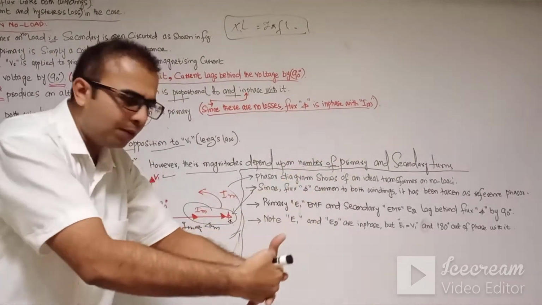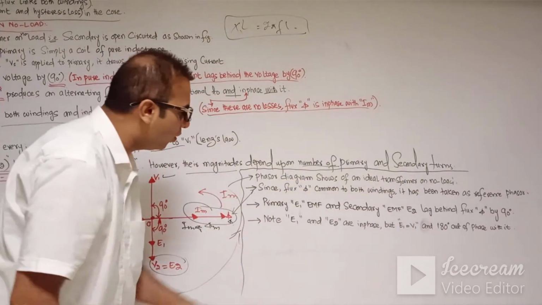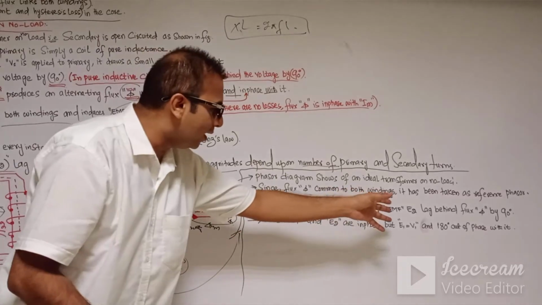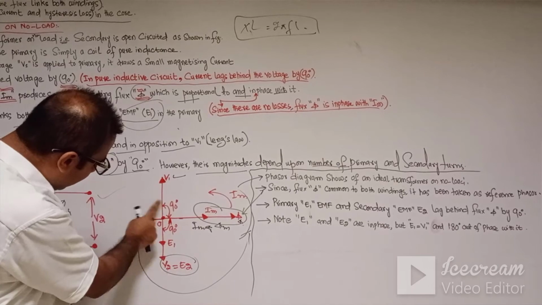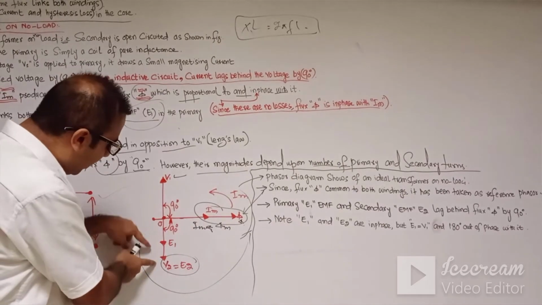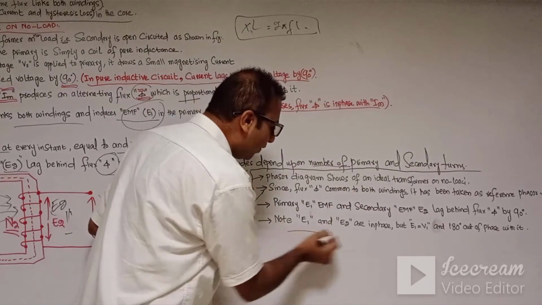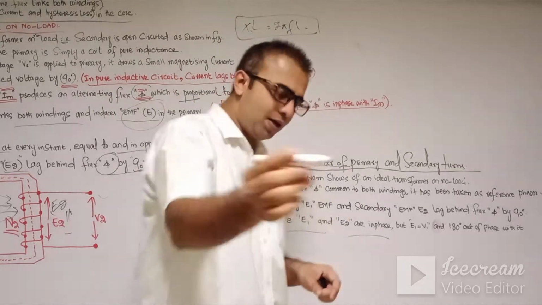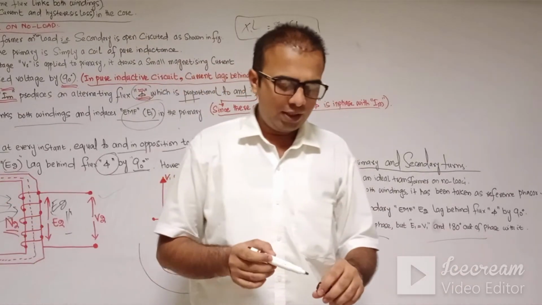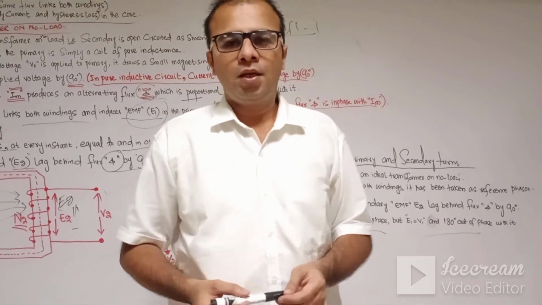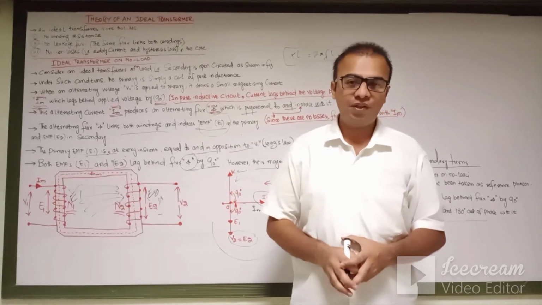Since flux is common to both windings, it has been taken as a reference phasor. We have taken the flux as a reference phasor. Okay, primary EMF E1 and secondary EMF E2 lag behind the flux by an angle of 90 degrees, as you can see from the phasor diagram. E1 and E2 both lag behind that phi value. Okay, note E1 and E2 are in phase, and E1 and V1 are 180 degrees out of phase with it. So this was the operation of the ideal transformer when it is connected with no load.